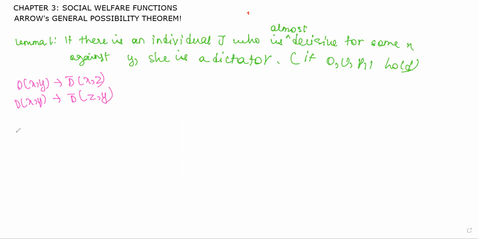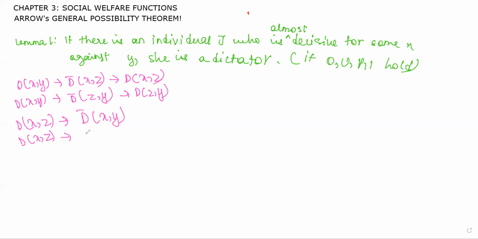Now, this is full decisiveness, so this also implies almost decisiveness. Right? So what does D of X, Z imply? Can you tell? Almost decisiveness for X against Z. Based on this, it implies full decisiveness of X against Y. Again, decisiveness of X against Z implies full decisiveness for Y against Z based on this, right?